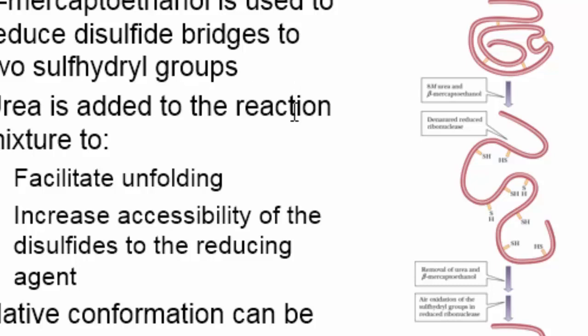He added urea and beta-mercaptoethanol, and then you have here your denatured protein. Urea is added to the reaction to facilitate unfolding and to increase accessibility of the disulfides to the reducing agent. And then the native conformation can be recovered by removing mercaptoethanol and urea, and this is called refolding. We conclude that some types of denaturation can be reversed, while others are permanent.